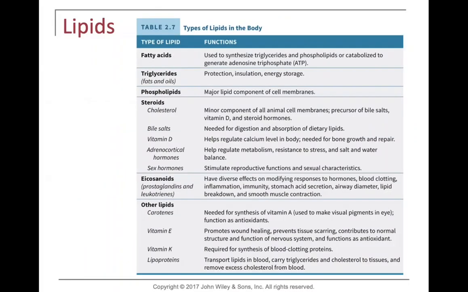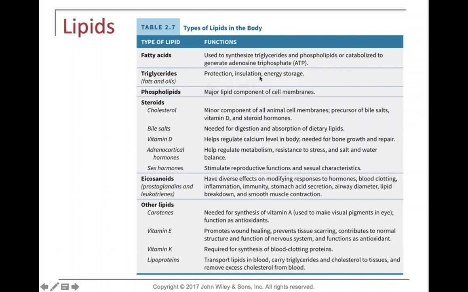Okay, so let's look at fats. The appropriate term is lipids. And under lipids, there are fatty acids, triglycerides, phospholipids, steroids, eicosanoids. And then we'll talk a little bit about some fat-soluble vitamins like vitamin K, vitamin E, vitamin A, CoQ10. But fatty acids are used to synthesize triglycerides and phospholipids, or catabolized to generate ATP, adenosine triphosphate.